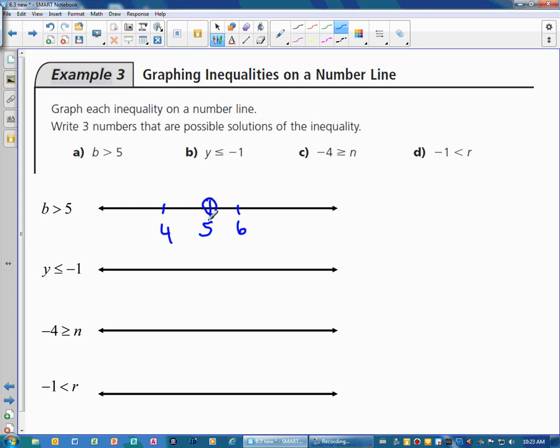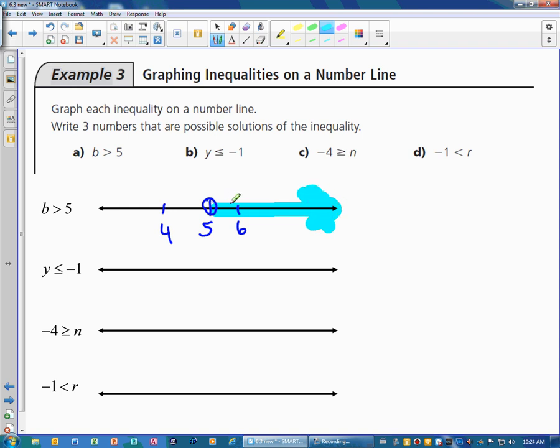And now you've got to think, okay, b is greater than 5. Where on my number line is greater? And hopefully you're thinking over here. This side is where I'm greater than 5. So I want you to take a highlighter, or, sorry, that's supposed to be an arrow.